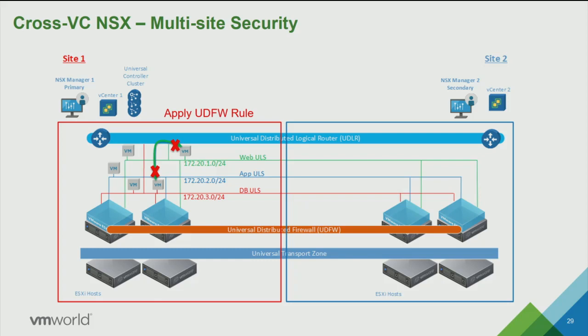So let's say my web VM moves to Site 2. That policy remains consistent and things work as expected, where they're not allowed to communicate. Even if the entire application is now moved, again, consistency. So this is the real benefit. Policies move with the workloads. You have consistent networking. Very powerful capability.